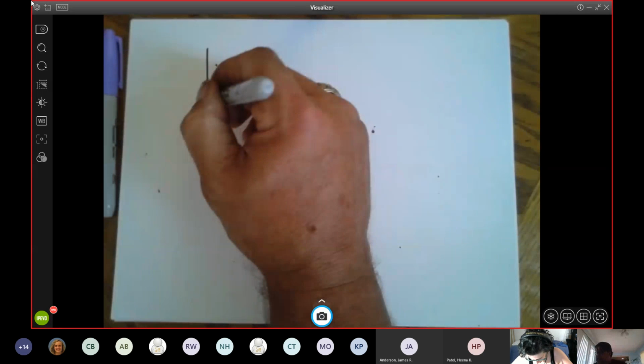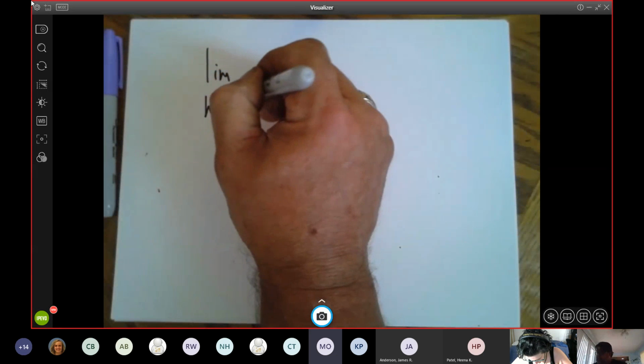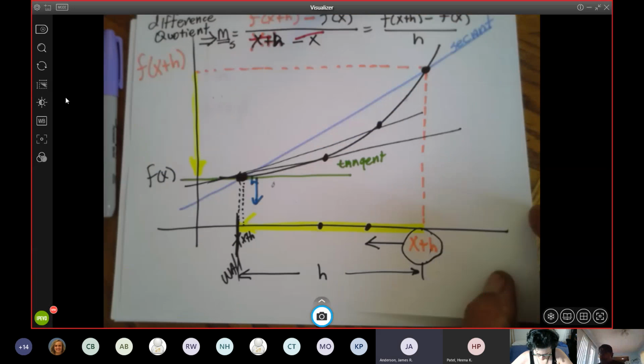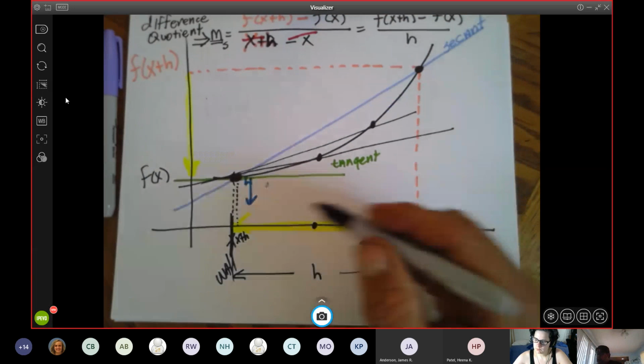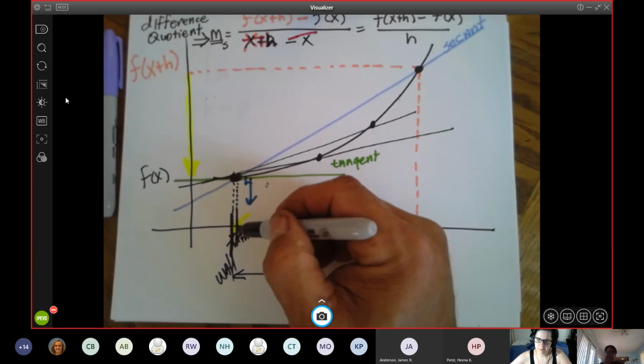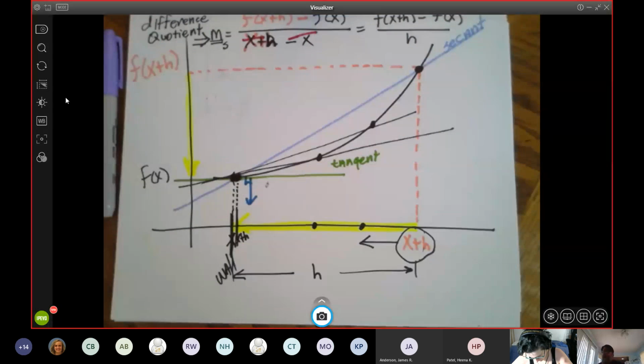as h approaches 0. Go back here. What did I tell you this represents beside the wall? I told you the width of a what? Hair. Okay, does everybody agree with me that the width of a hair is about as close to 0 as we can get without using a microscope? Yes.